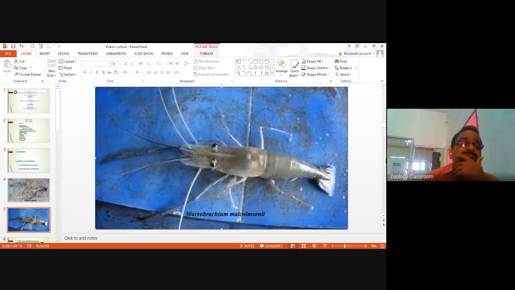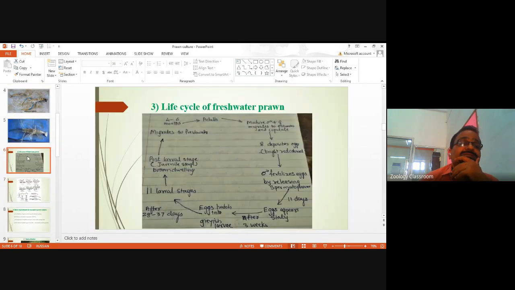Now, the next point that we are going to study is the life cycle. During the breeding season, as I've mentioned, it migrates from the fresh water to the estuarine water, and the breeding season is May, June, and July. These are the months for breeding. Mature male and female copulate. The female produces about 40,000 to 1,50,000 eggs. The average number of eggs laid by a single female is about 70,000, of 0.6 to 0.7 mm in diameter.